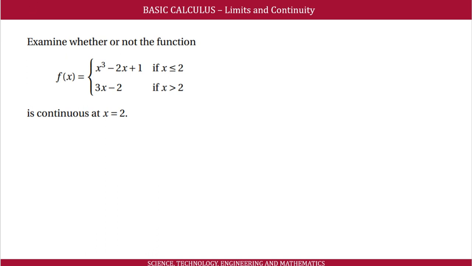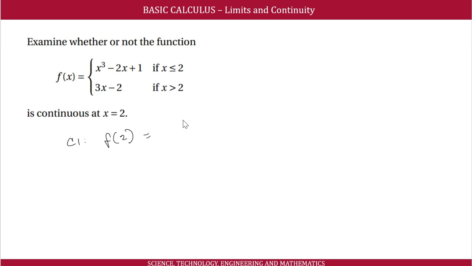Examine whether or not the function f of x equals x cubed minus 2x plus 1 if x is less than or equal to 2, and 3x minus 2 if x is greater than 2, is continuous at x equals 2. So we are going to use the three conditions at x equals 2. For condition 1, we have to find f of 2.